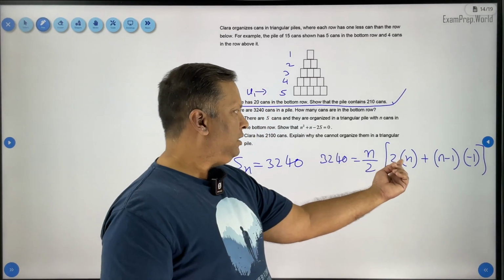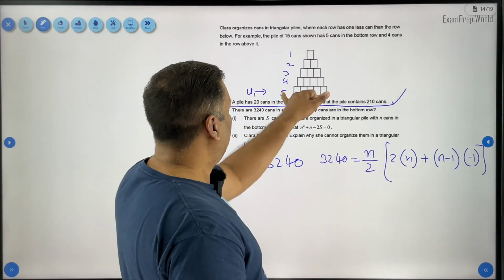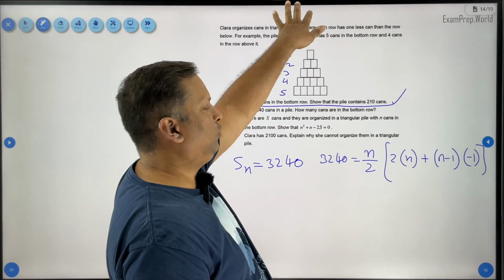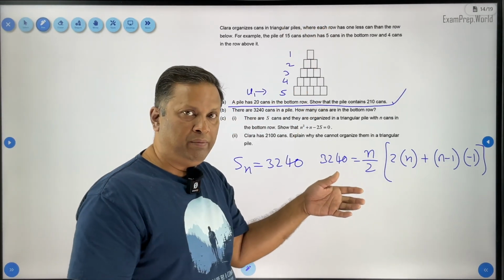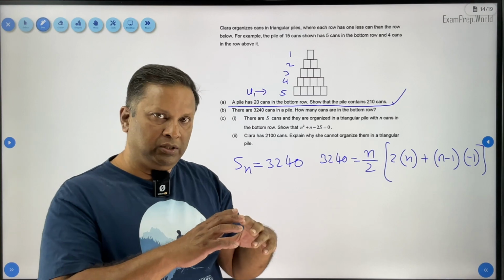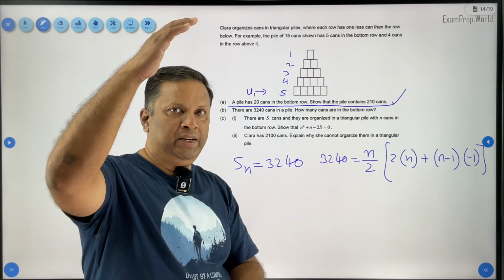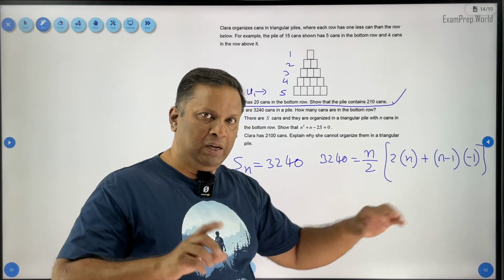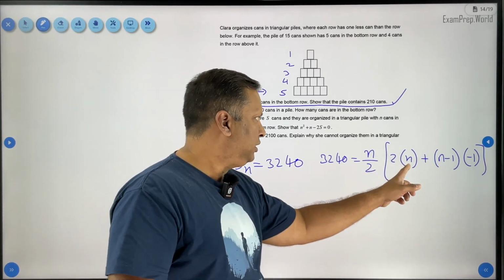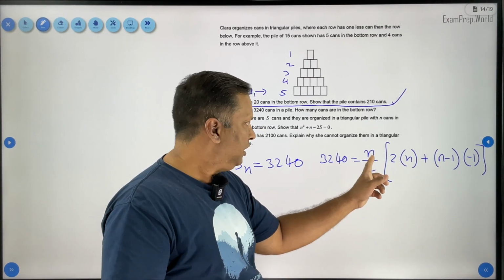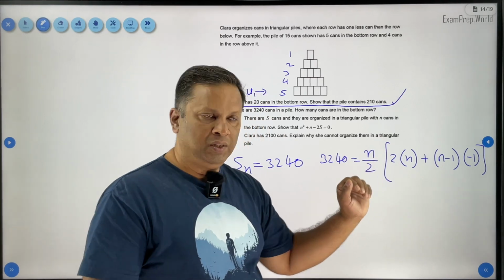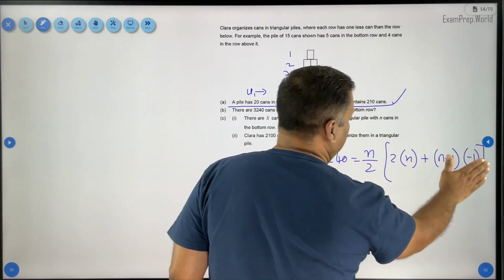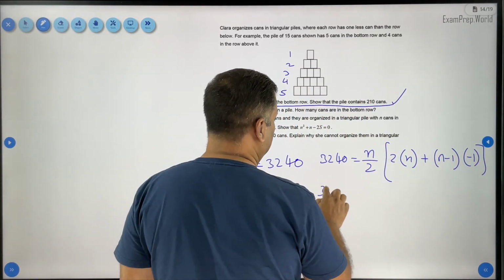Why is u1 n? Because when the bottom row has 5 cans, it has 5 rows. In our next question where we did 20, the bottom row with 20 cans has 20 rows. So n cans on the bottom row will have n rows. So u1 and the number of rows are the same. That's why I have written n on both sides. Now, what is the unknown variable? It's only n. Let's solve this.